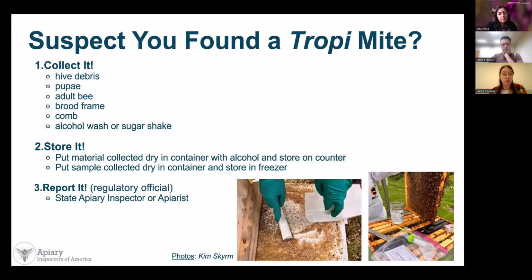So the first step would be collect that specimen. If someone thinks they found a tropy mite, you can use all of these other monitoring methods that we discussed, like doing a brood bump, collecting hive debris, uncapping brood, and collecting those pupa.